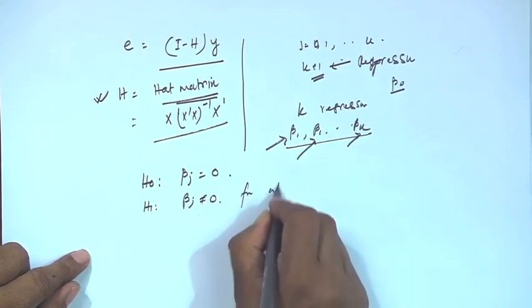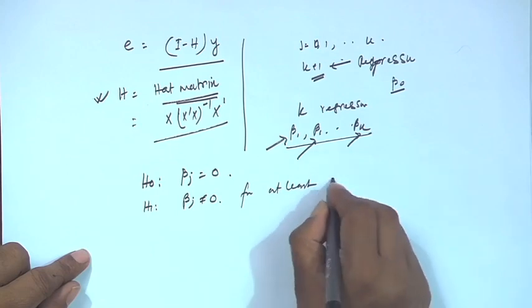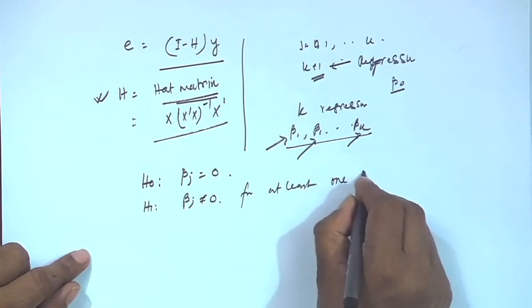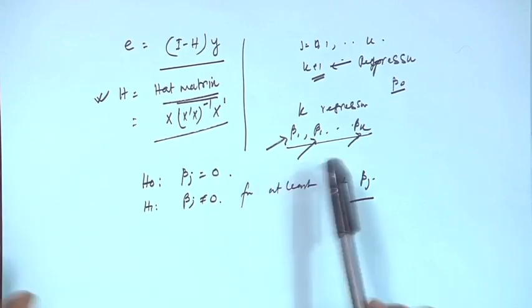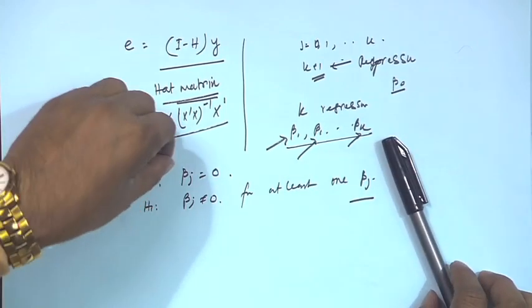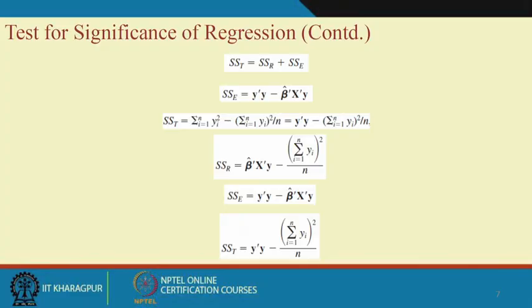for at least one beta j. That means at least beta 1 or beta 2 or beta 3, some of them, is contributing, and not that all beta j are 0. This is the overall test. This overall test is done through the F statistic.